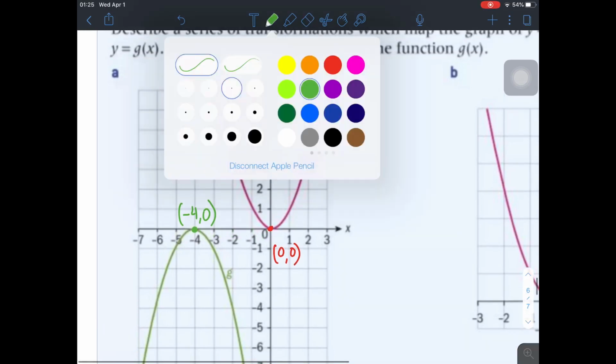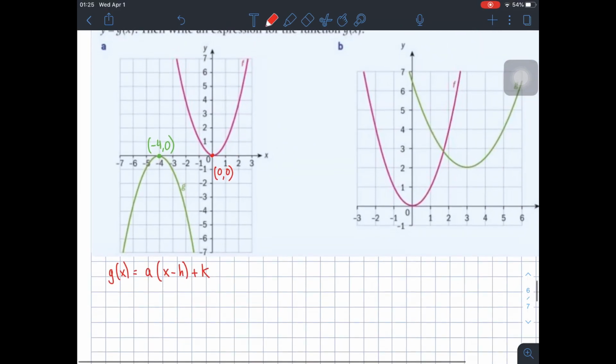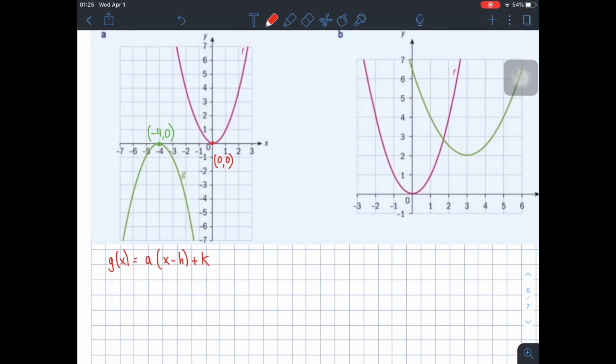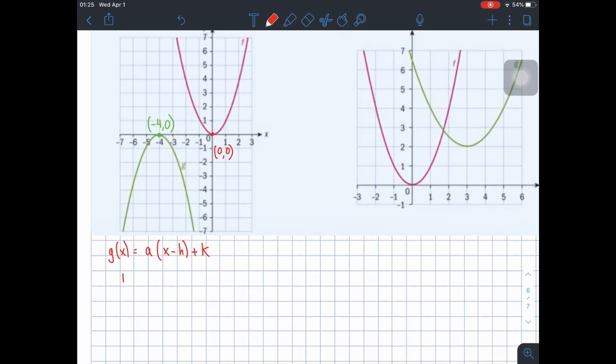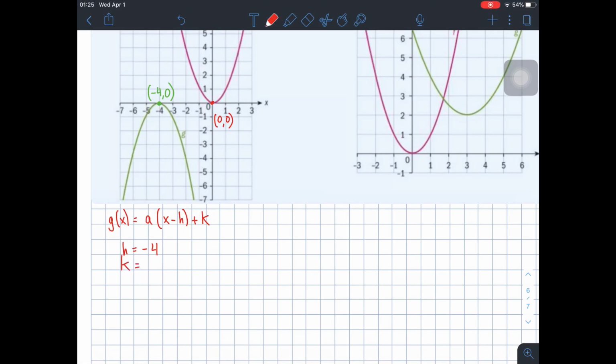So always think about this equation: g of x, in this case, equals a times (x minus h) squared plus k. Always think about this equation. So we already know that there's a horizontal shift 4 units to the left, so the value of h should be -4, right? We also know that there is no vertical translation because the y-coordinate of both vertices is the same, right? So k in this case is 0.